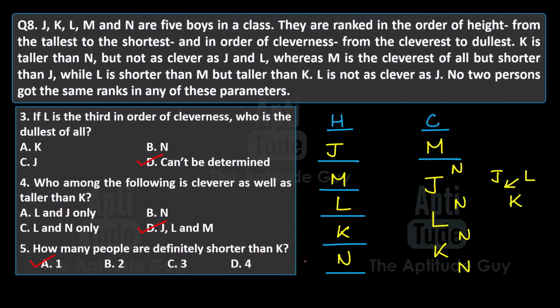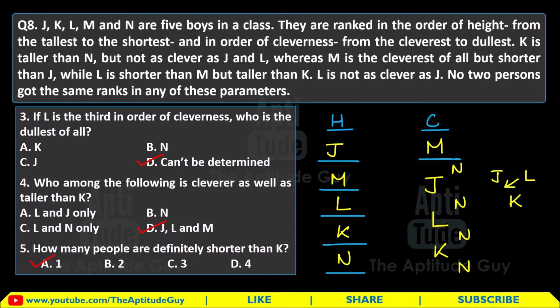So, the answers are, we have C, A and then D, D, A. C, A, D, D, A. If you got all the 5 correct answers in this case, that is amazing. That is really, really good.